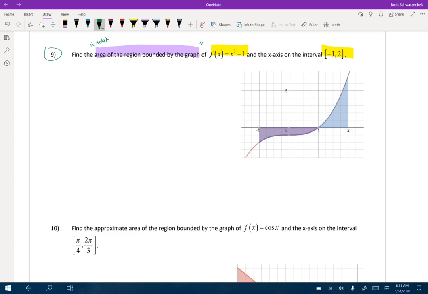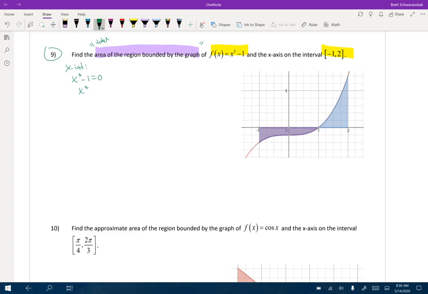All right, so if you have x cubed minus 1, just for argument's sake, let's say that you don't actually have the picture. What would you have to do in that scenario? Well, you know you have to find the x-intercepts to start, right? Setting x cubed minus 1 equal to 0. How do you solve that?